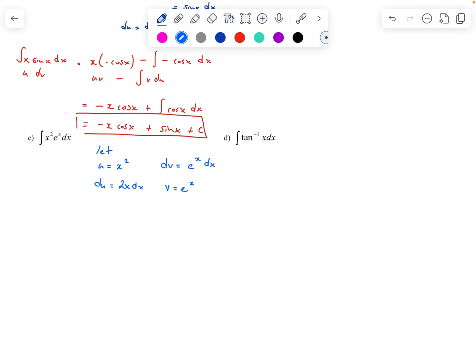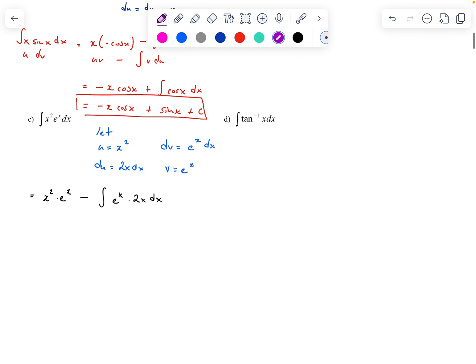So this integral becomes uv minus the integral of v du. Okay. Better, but not done. So I'm going to do integration by parts again.